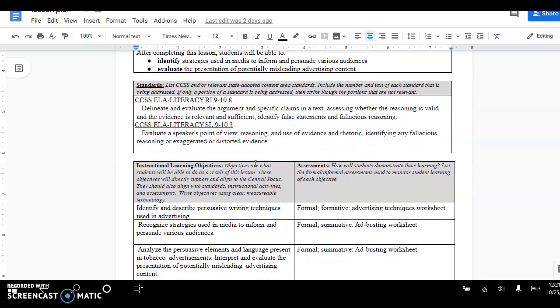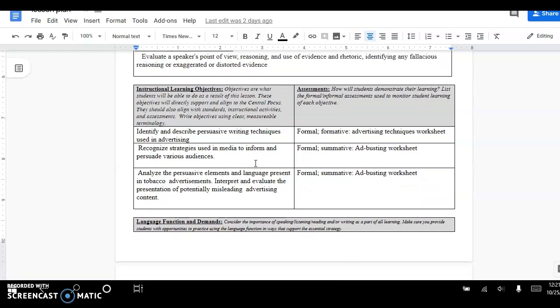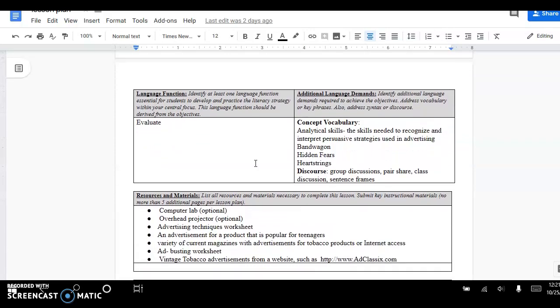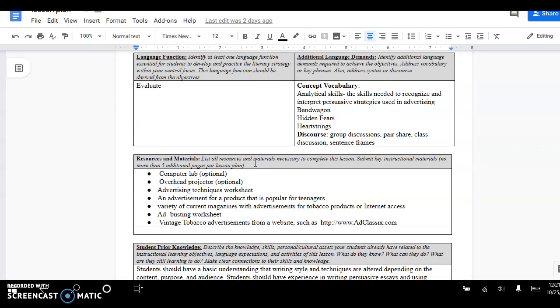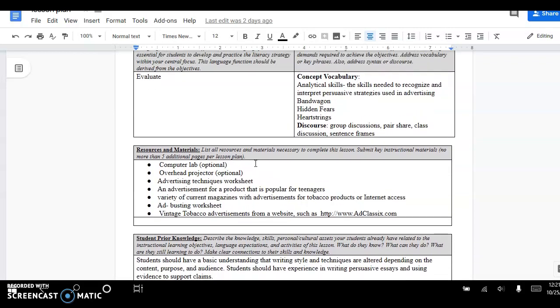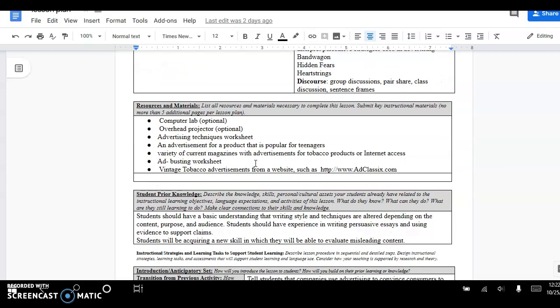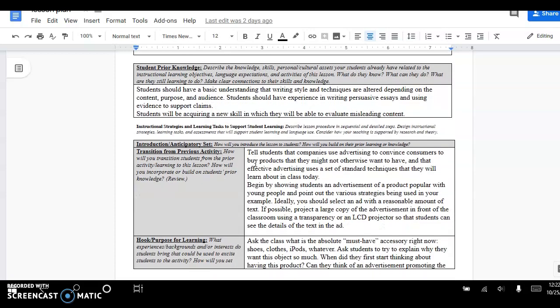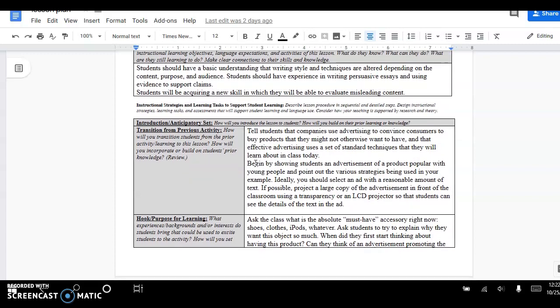They're evaluating various advertising strategies. So we decided to add some vocabulary that might be needed, the discourse, which we found was easier to understand than syntax, our resources and materials, student prior knowledge. So with student prior knowledge, we decided to add a new skill. So students will be acquiring a new skill in which they will be able to evaluate misleading content. And that was based off of the advice of our veteran 3S Beer.